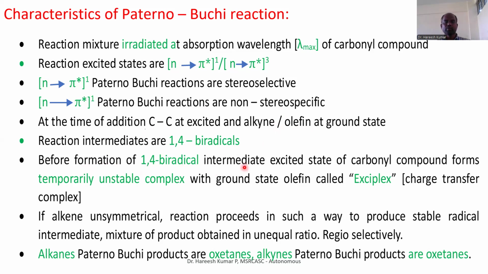Before the formation of the 1,4-biradical intermediate, the excited state of the carbonyl compound forms a temporarily unstable complex with the ground state olefin, called an exciplex, or charge transfer complex. If the alkene is unsymmetrical, the reaction proceeds in such a way as to produce the more stable radical intermediate, and a mixture of products is obtained in unequal ratio, called regioselectivity. With alkenes or alkynes, the Paterno-Buchi products are oxetanes.